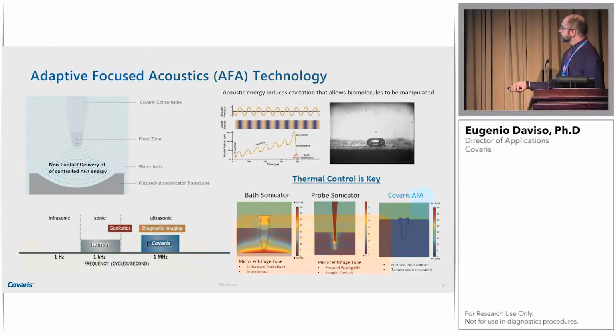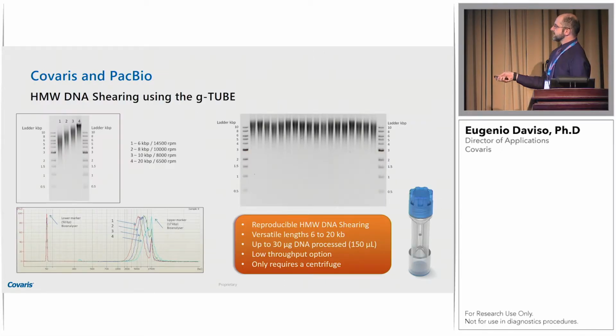So I decided to start after this with this one because this is very well known among the PacBio users. This doesn't use AFA. This is the present situation of what Covaris and PacBio are now.